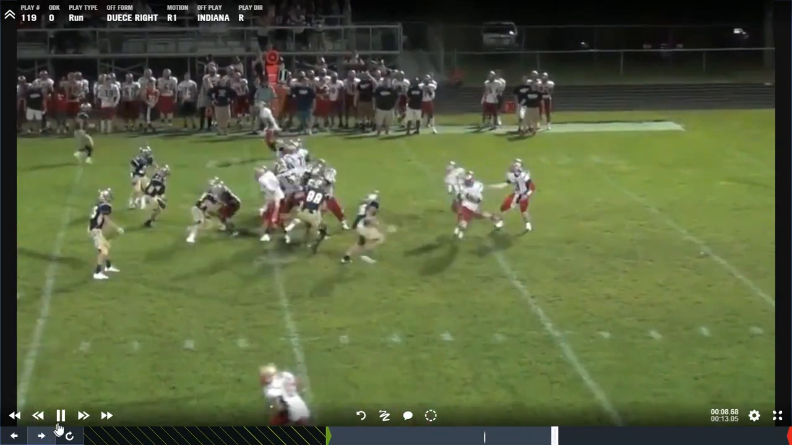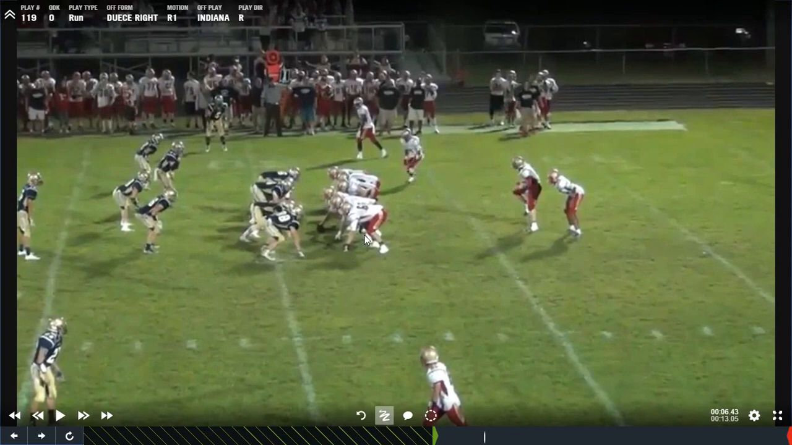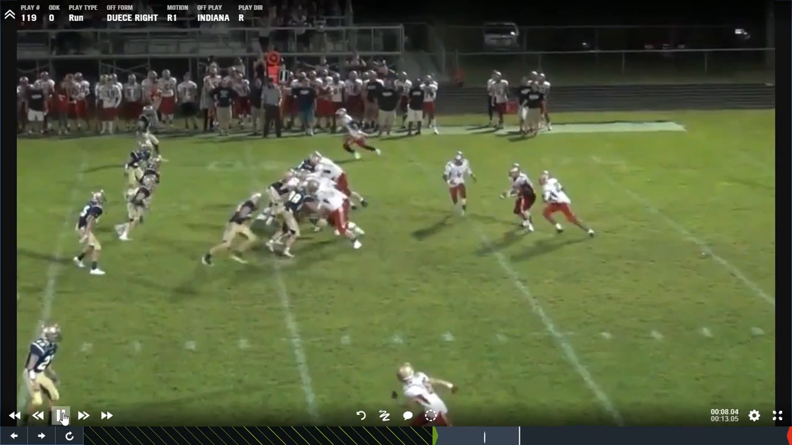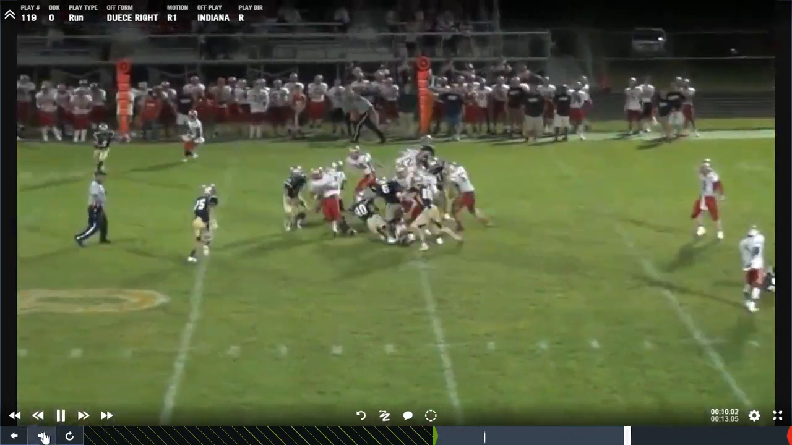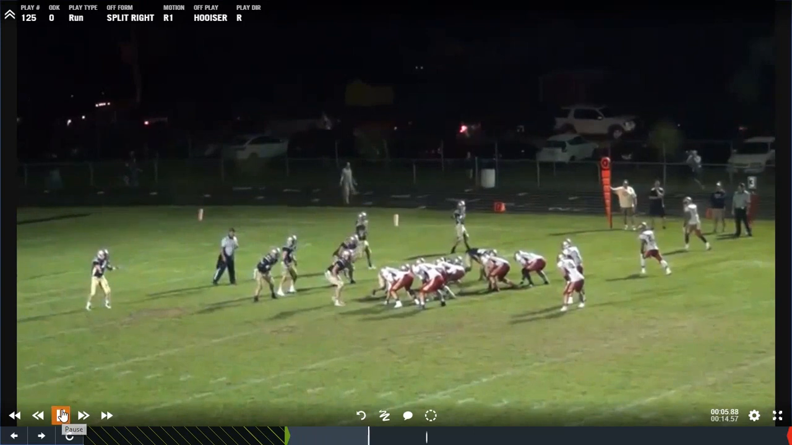Here's deuce right, tight end trips. Here's R1. One to go in motion. He's on the right. We're going R1. That means he's fly motion. Here is split right. We're going R1. Inside zone to the left.